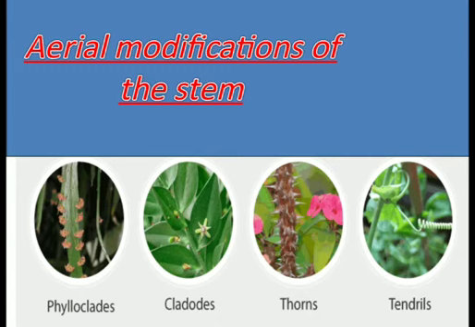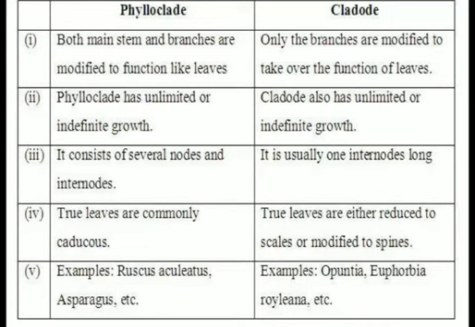Now we have the aerial modifications of the stem, which are represented by various modifications, as I told you: phylloclads, cladodes, thorns and tendrils. Thorns, tendrils, creepers, these are the aerial modifications of the stem for making the survival of the plant possible, whereas phylloclads and cladodes are the xerophytic adaptations. What is the difference between phylloclad and cladode? Let's have a look at it and what are the similarities in them.